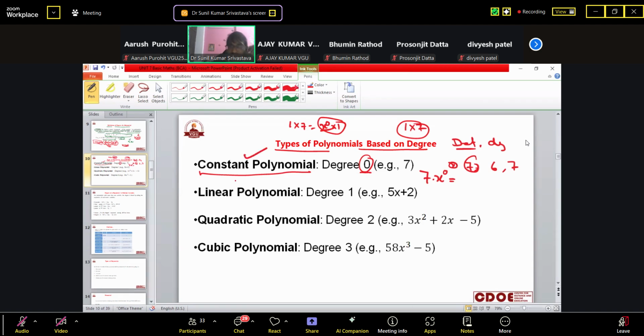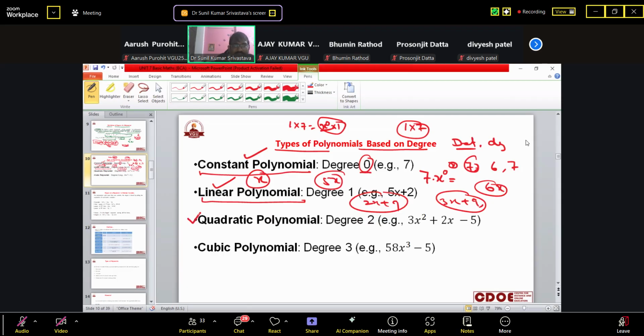Any polynomial expression which has degree 1 is known as the linear polynomial. For example, 2x plus 9, 3x plus 6, 6x, 5x, x. These are linear polynomials because the degree of each polynomial is equal to 1 here.